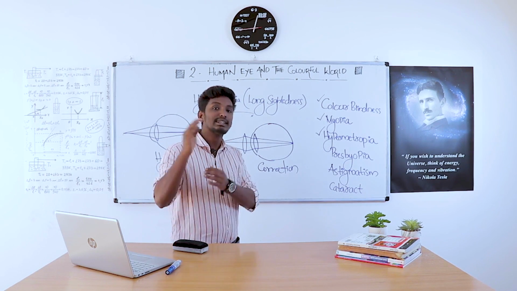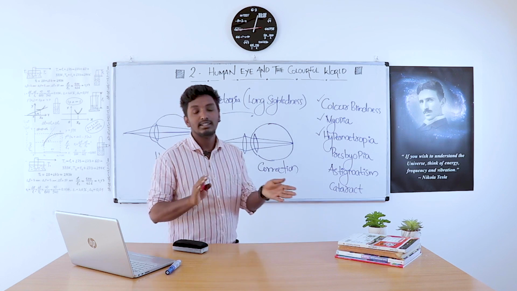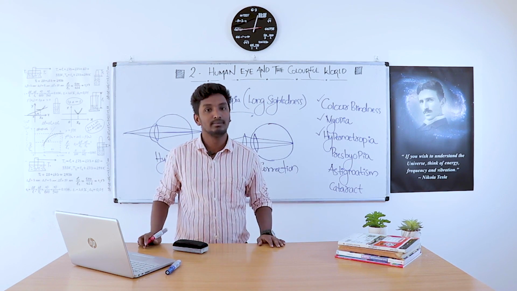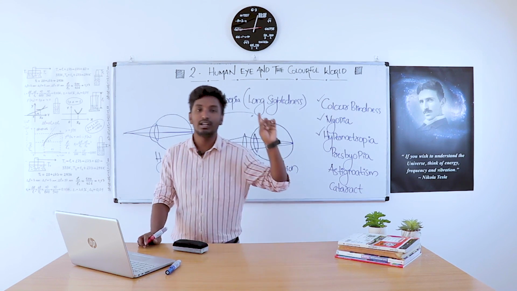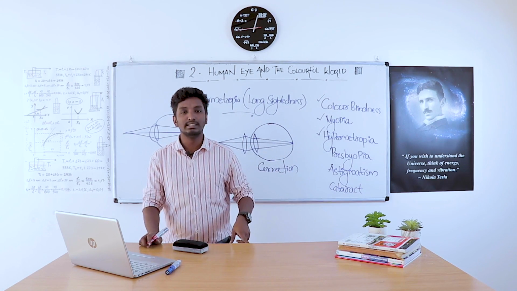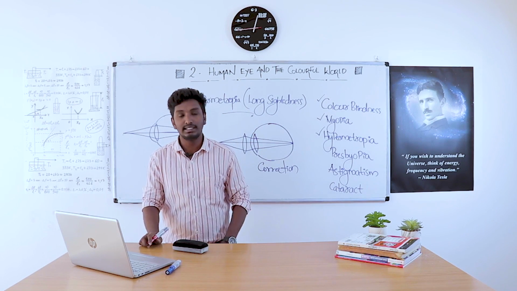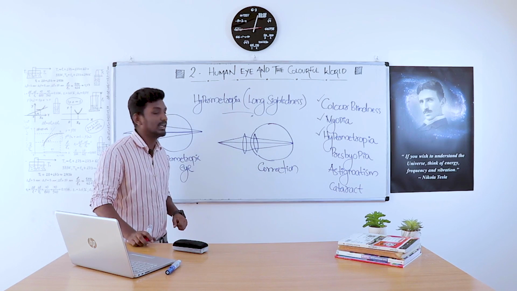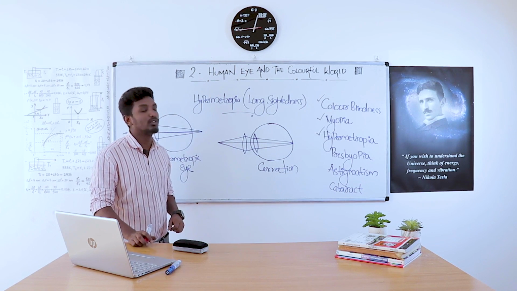Decrease in power means increase in focal length. You can say either decrease in power or increase in focal length. You know that power is the reciprocal of focal length. So focal length increasing means power decreasing. Power increasing means focal length decreasing. So the first reason is decrease in power of the eye lens. Second is shortening of the eyeball.